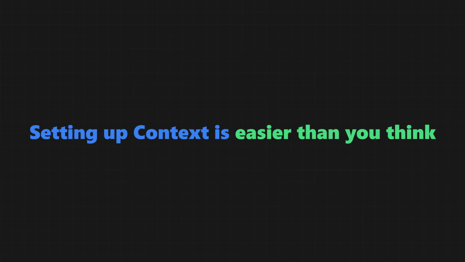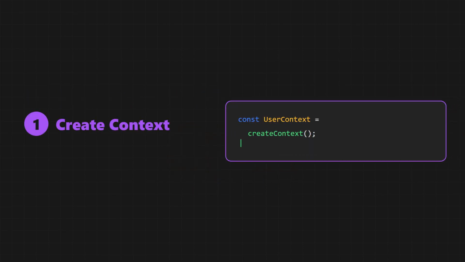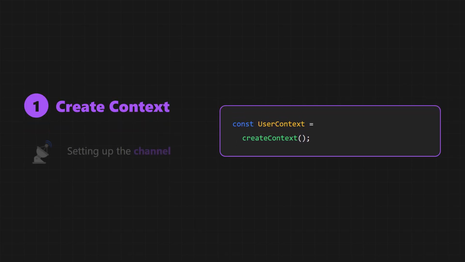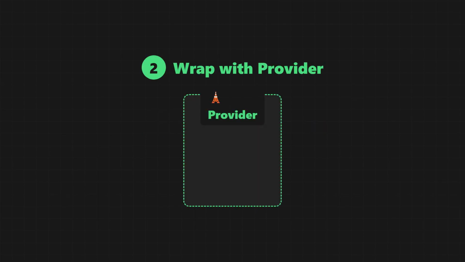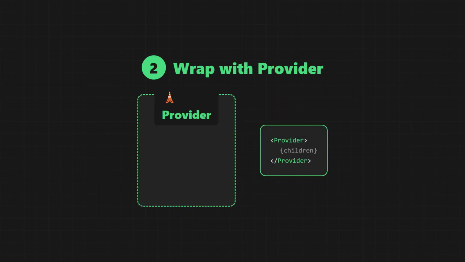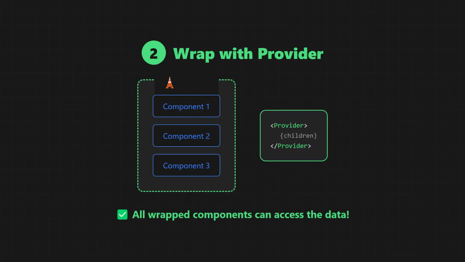Setting up context is easier than you think. 3 simple steps. Step 1. Create your context by calling React.createContext. You're just setting up the channel. Step 2. Wrap your components with the provider. The provider is your radio tower that broadcasts the information. You wrap it around the components that need access, and you give it a value. That's the actual information you're sharing. Any component inside the provider can grab the information. Any component outside can't access it.